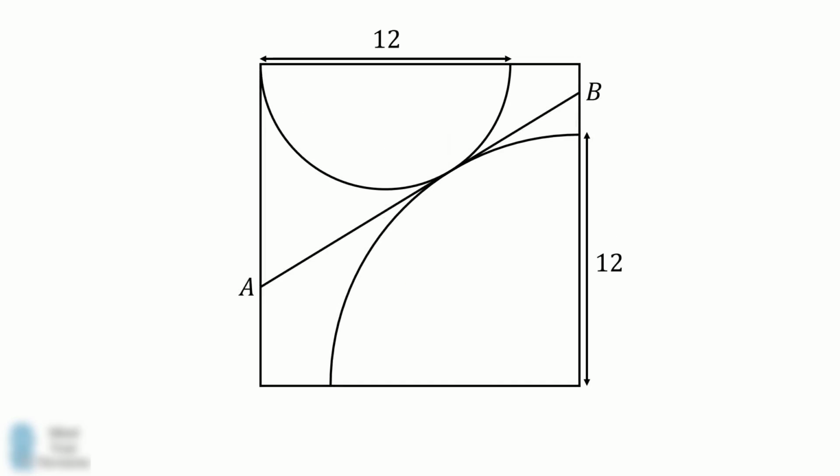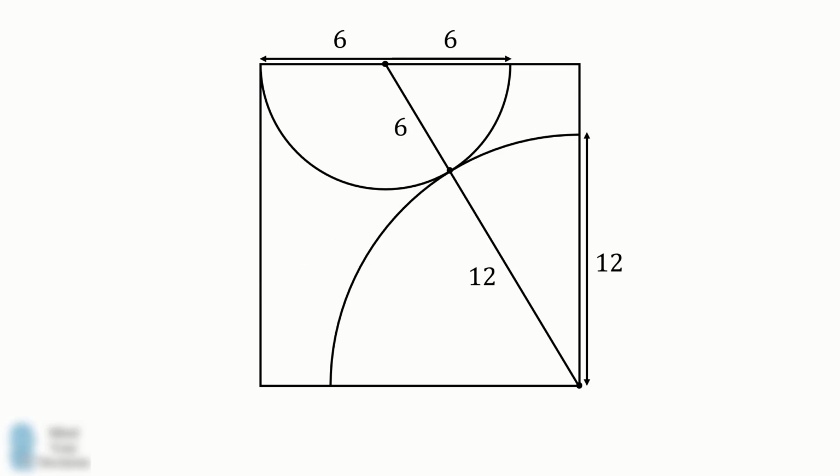So now let's solve the problem. We'll first construct the center of the semicircle, the center of the quarter circle, and the tangent point. These 3 points will be collinear, so we can construct a line segment between them. Then, the semicircle has a radius that's equal to 1/2 of 12, which is equal to 6. We can then get the dimensions of this line segment. It will be the radius of the semicircle and the radius of the quarter circle.